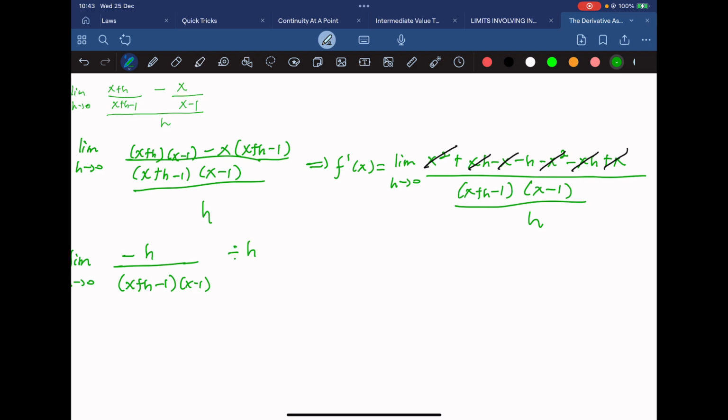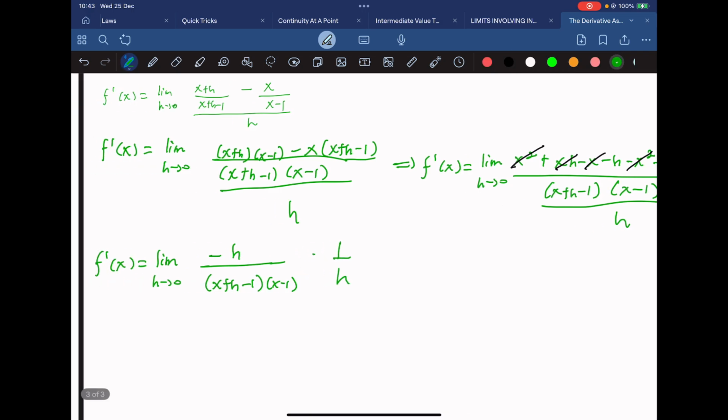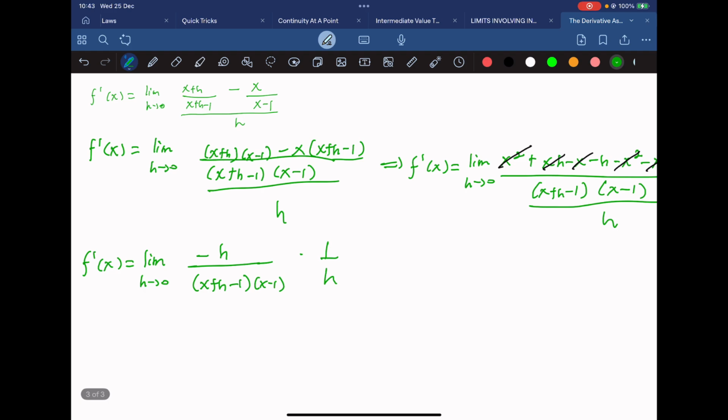So you see, you can have everything divided by h, which is the same. If we want to change this division to multiplication, then we have to find a reciprocal. So the reciprocal will be 1 over h. So in this sense, the h will cancel the h. So we have f prime of x equal to the limit as h approaches 0, the negative 1 in the numerator. In the denominator, we have this.